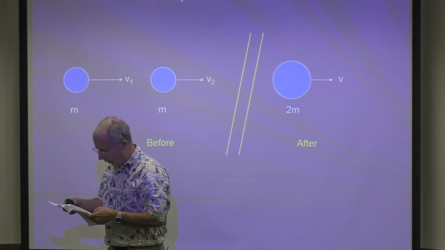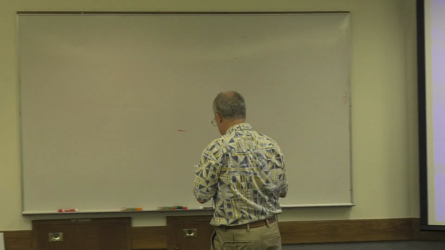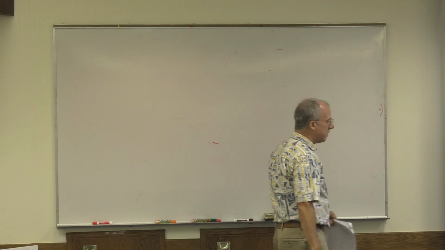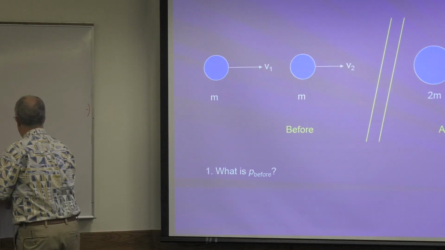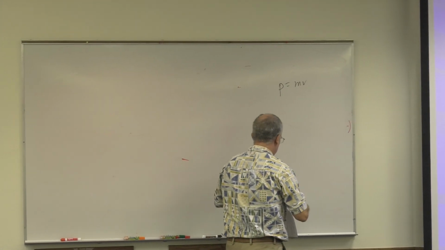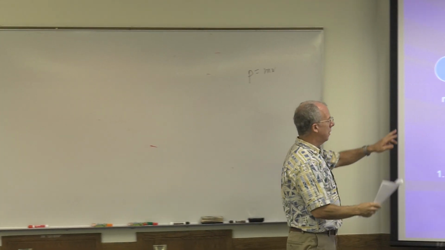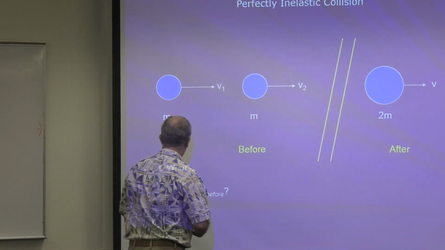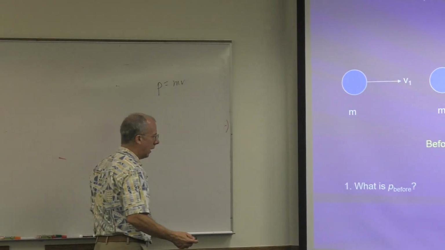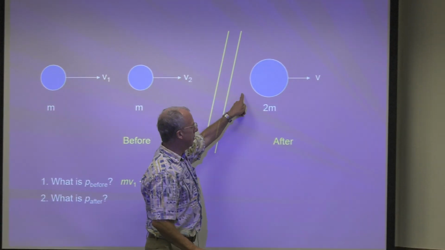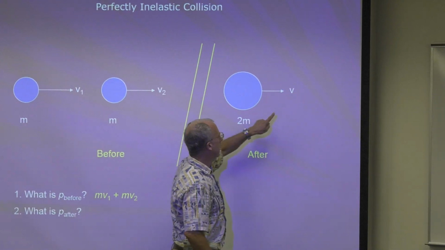Okay? So here we go. All right, so first of all, first question, what is the momentum before? Well, again, remember, momentum is just mv, right? So the total momentum before is just mv1 plus mv2. All right, what's the momentum after? Okay, now the mass is 2m, so it's 2m times v.